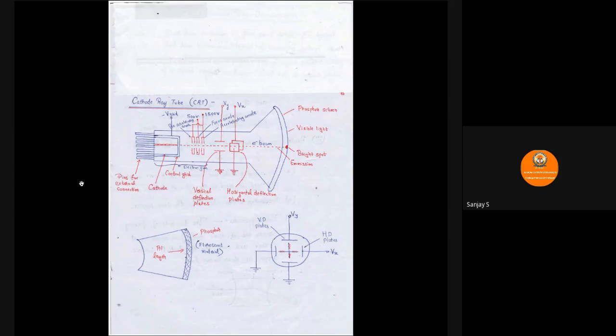So in this session, let us continue with other display devices. Next one that we'll be seeing is the cathode ray tube, CRT. Basically, this was the technology used in earlier televisions and also some of the CROs, that is cathode ray oscilloscopes. So cathode ray tube, let us see what basically it has.